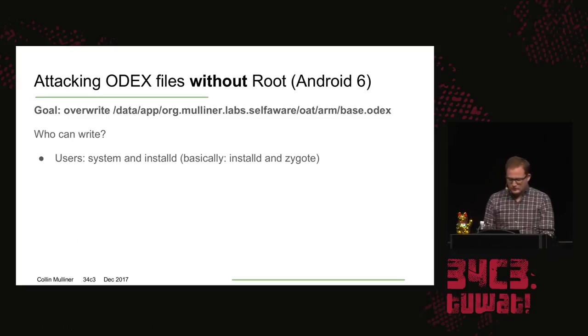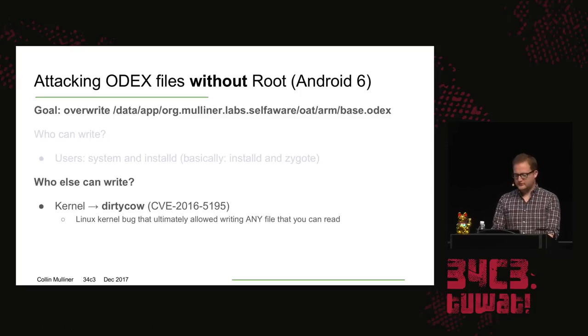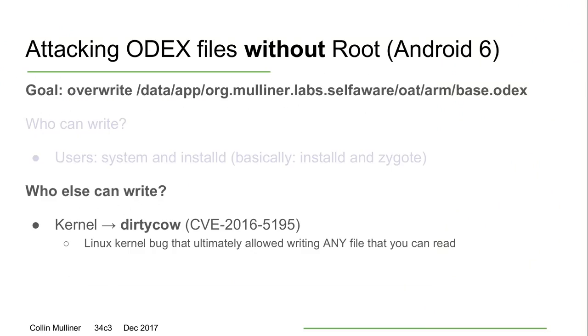The main goal for this attack is, as before, to override this one ODEX file. But we know only two daemons, or two binaries, actually have the SELinux privileges to write to this class of files, which is installd and zygote. But who else can write to any file in the file system? Of course, the Linux kernel, because SELinux and file permissions do not exist for the kernel itself.